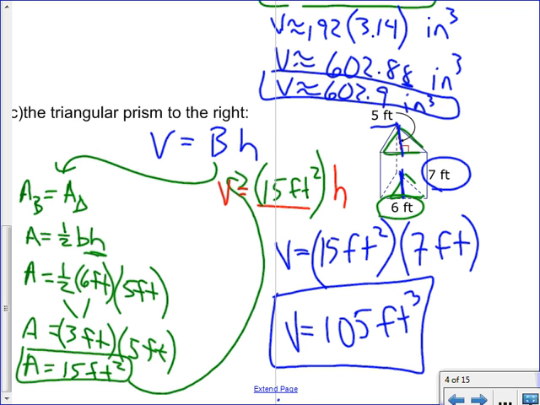And so we have our answer. Once again, we don't use 3.14 or pi because there's no circles in here, so we're not going to use pi at all. We have our answer, volume equals 105 cubic feet. And we're going to move on.